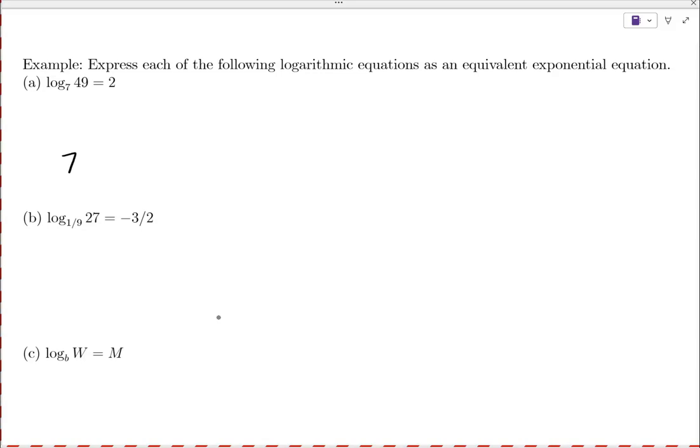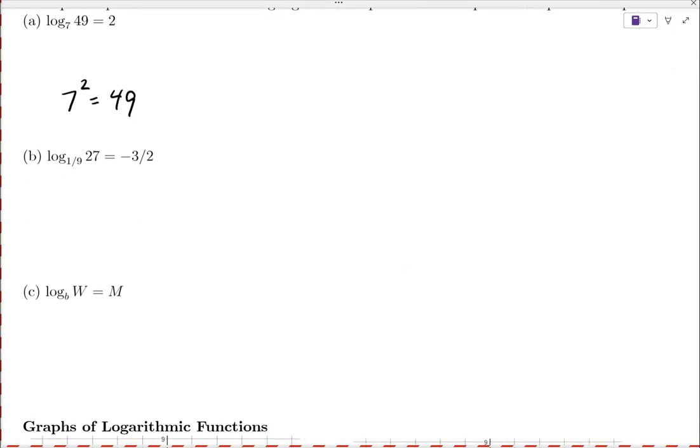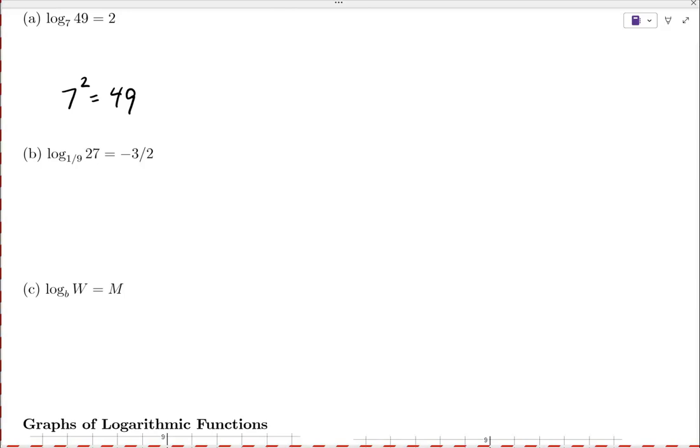Now remember, these are inverses of each other. Inputs become outputs, outputs become inputs. If I want this to be an equivalent exponential equation, what should I be using for the exponent now? The 2. Remember, the outputs for logs are the exponents, right? So this 2 right here is the exponent that we want, right? And then what goes on the other side of the equal sign then? 49, and we certainly have a true statement, don't we? Does that make sense? All right, so you tell me how to write the next one then. So what's the 1/9 going to be? The base, good.